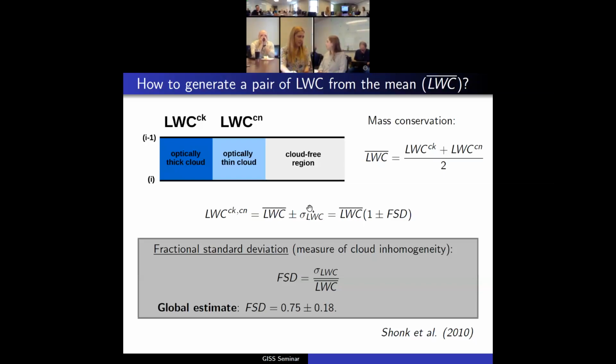Since this is typically not known in a host GCM, we have to somehow parameterize it. And we often work with this non-dimensional parameter called fractional standard deviation, which is simply standard deviation divided by the mean.